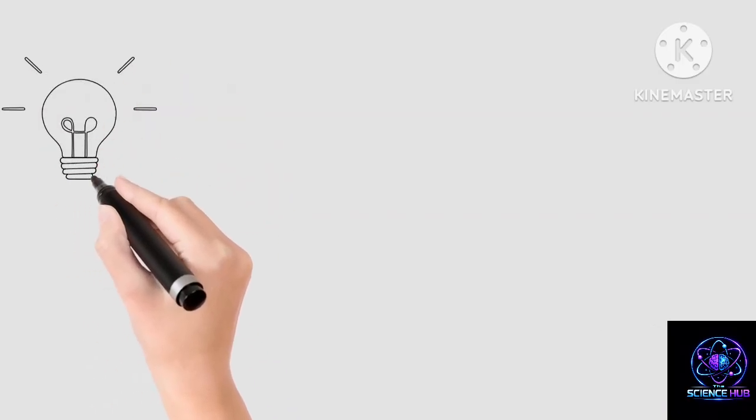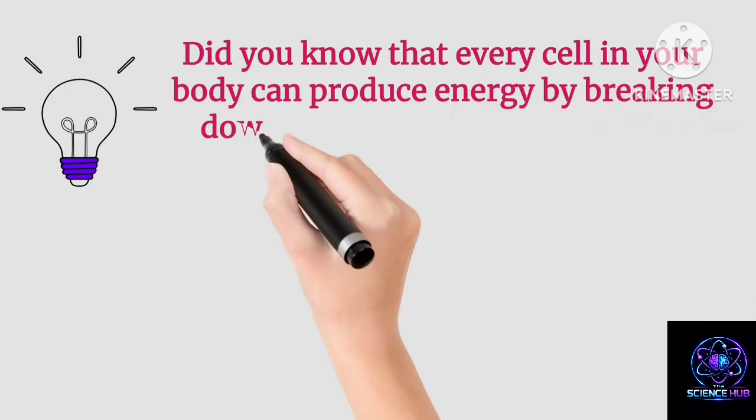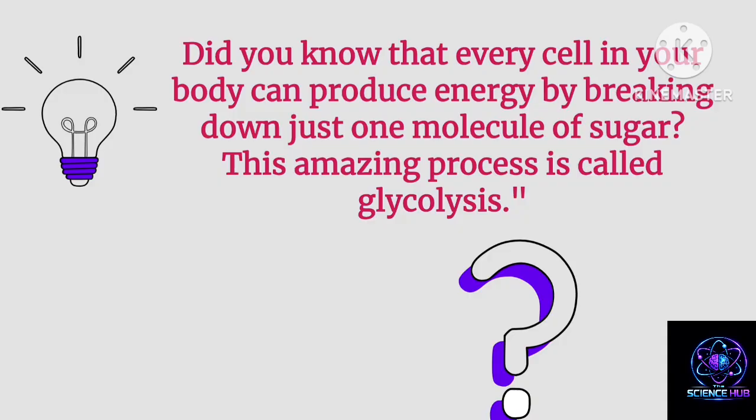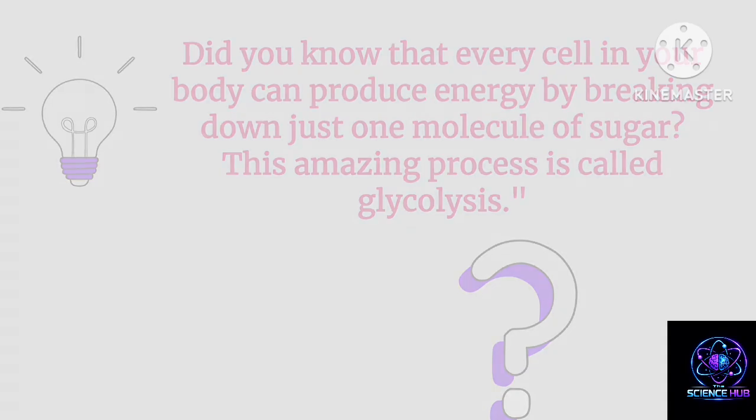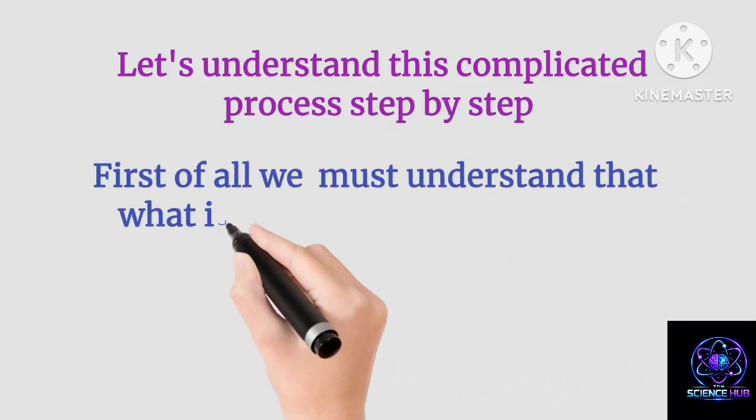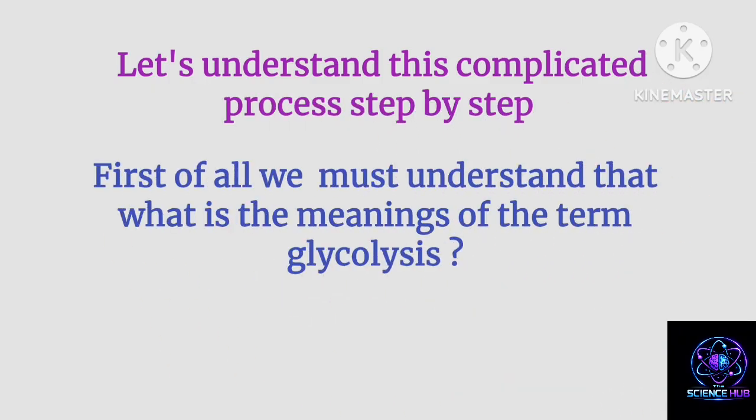Did you know that every cell in your body can produce energy by breaking down just one molecule of sugar? This amazing process is called glycolysis. Let's understand this complicated process step by step. First of all, we must understand what the meaning of the term glycolysis is.